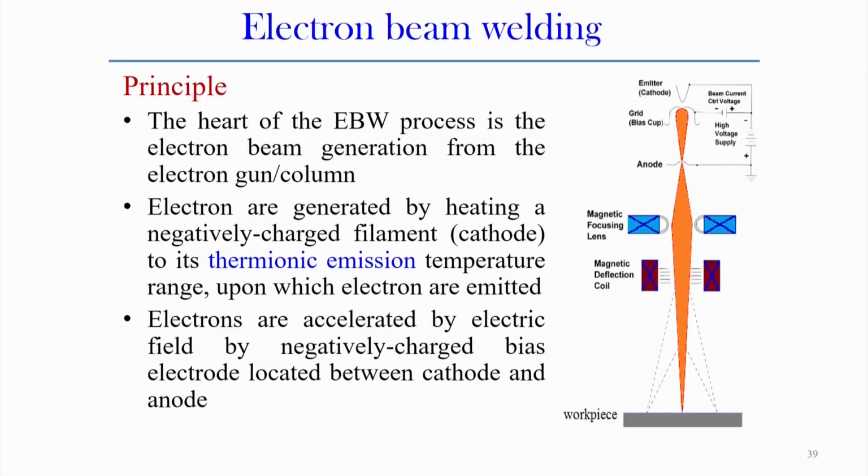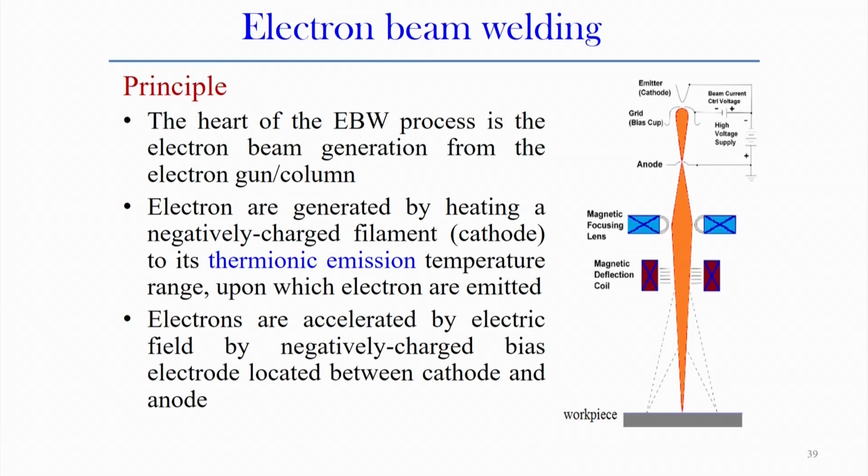So, we can go further into the electron beam welding process, and now we will discuss the principle of the electron beam welding process. Of course, it is mostly known, but here we can summarize what principle electron beam welding basically follows. First point is that the heart of the electron beam welding process is the electron beam generator from which the electrons are emitted. That is called the electron gun or electron column.